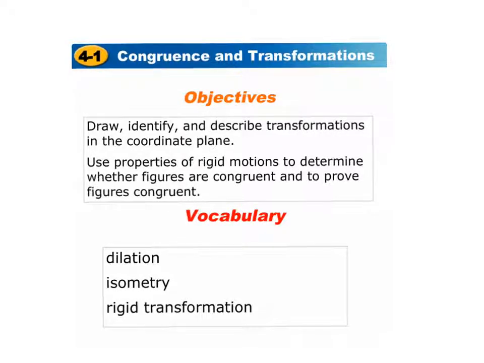Okay, 4.1 deals with congruence and transformations. Our objectives in this lesson are to draw, identify, and describe transformations in the coordinate plane, use properties of rigid motions to determine whether figures are congruent, and prove figures are congruent.